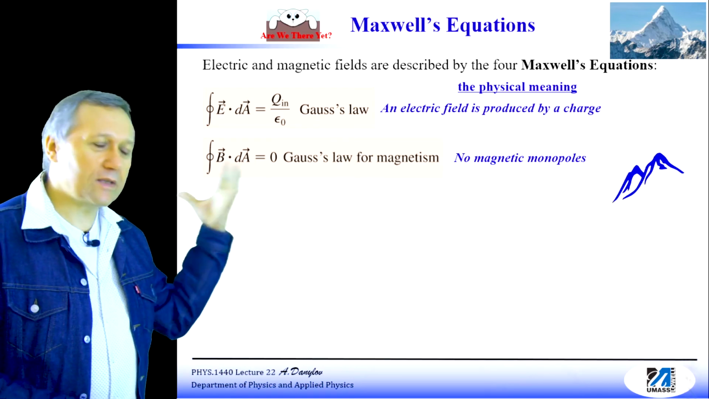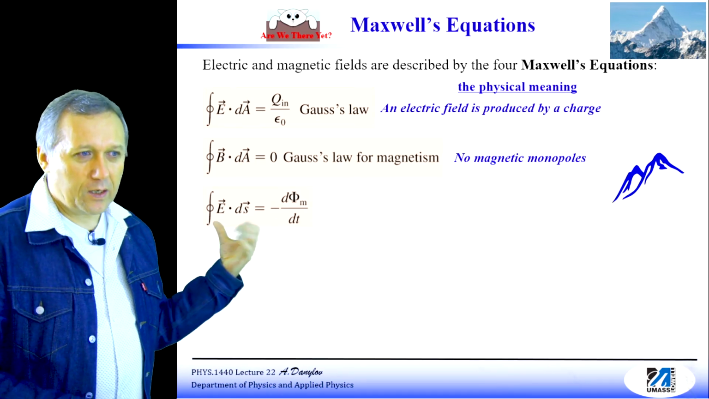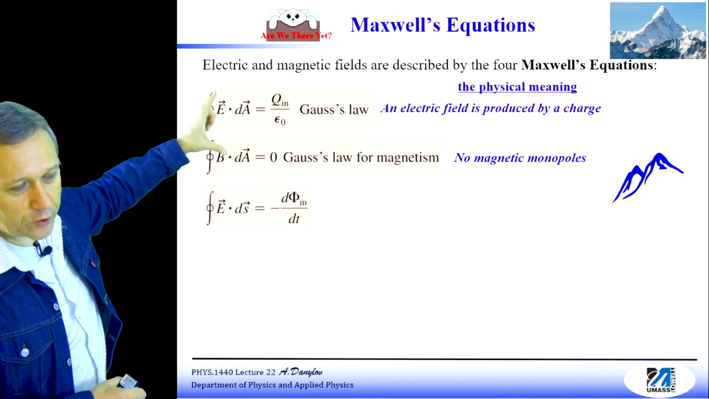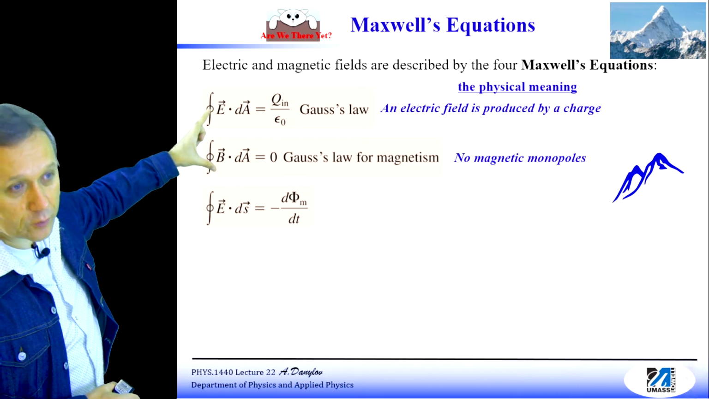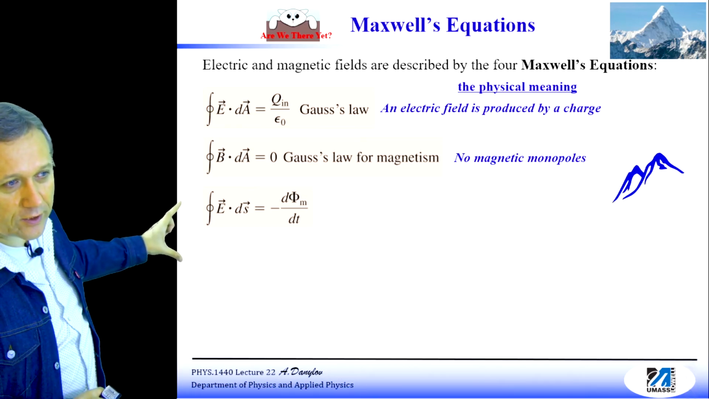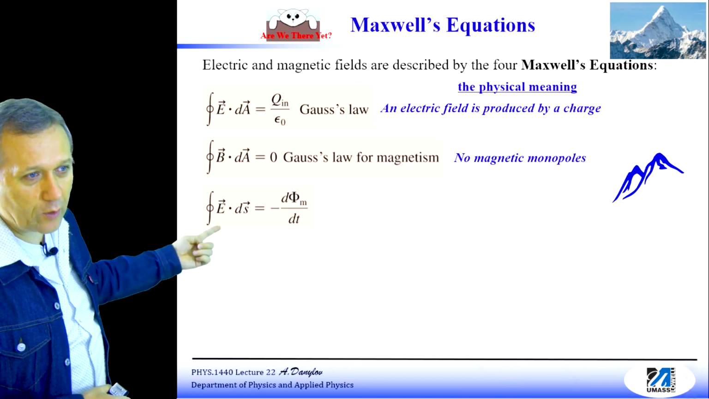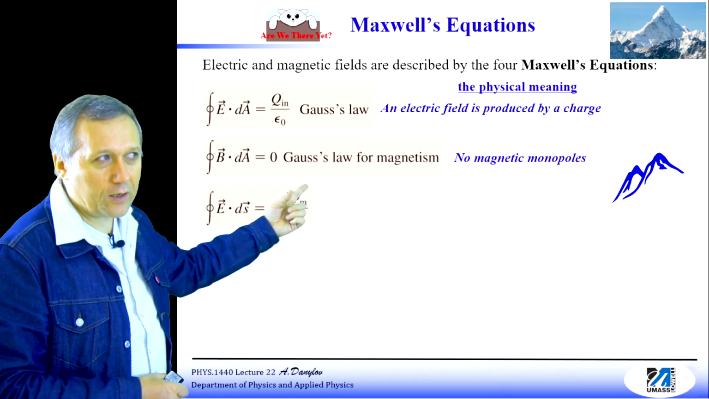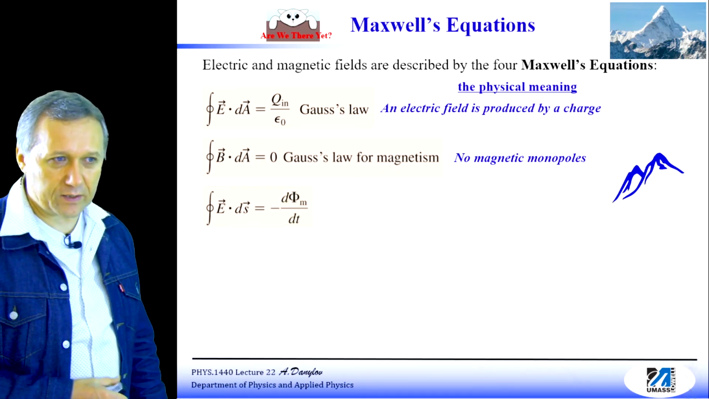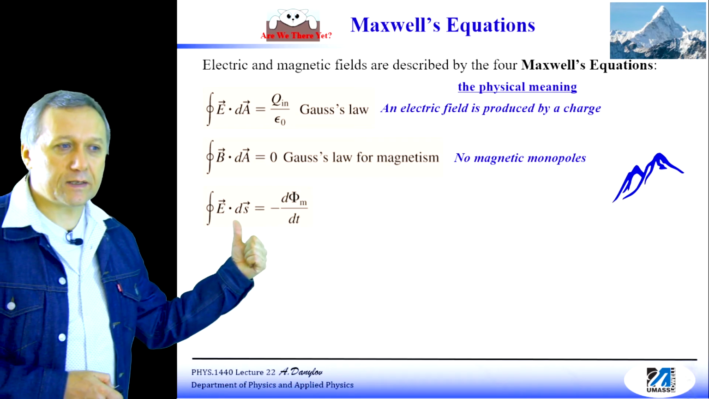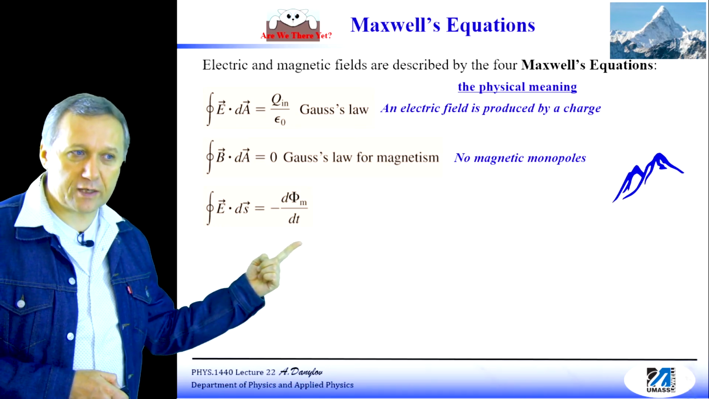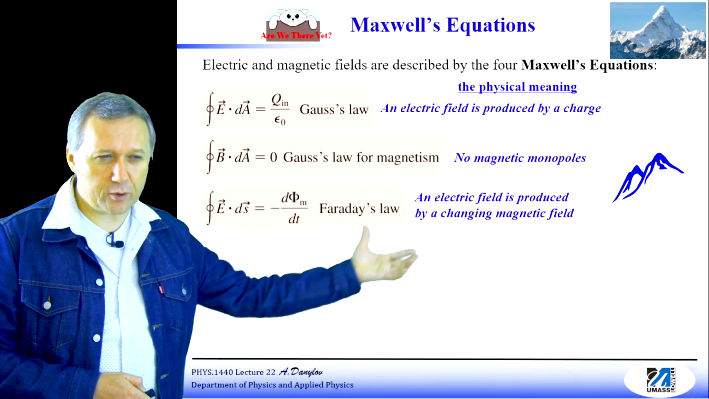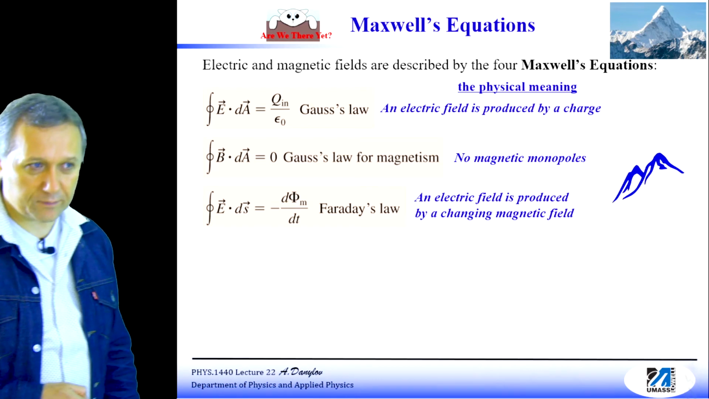Then the next one, Faraday's law. So guys, the first two equations you see are integrations over a closed surface. Now the next two equations are integrations over a closed loop. So now we have the integral over the closed loop of E dot dl equals the rate of change of the magnetic flux. The interpretation is that an induced electric field is produced by a magnetic field changing in time. It's from a previous class, right? Faraday's law: an electric field is produced by a changing magnetic field.